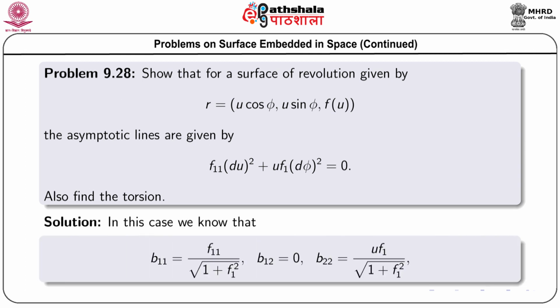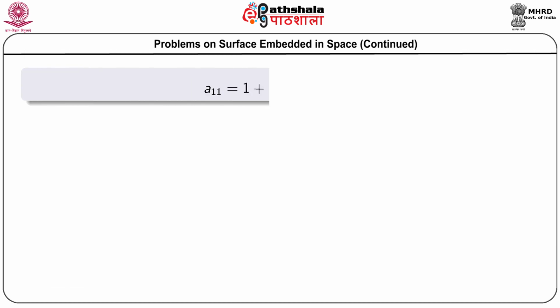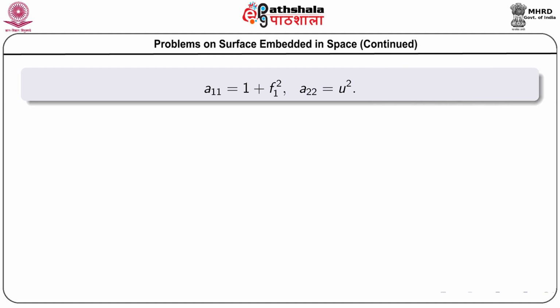Now, in this case we know how to find the coefficients of the second fundamental form, that is b11, b12, b22. We have obtained that b11 is equal to f11 by root over 1 plus f1 square, b12 equals 0, and b22 is u f1 by root over 1 plus f1 square. And we can also find a11 and a22: a11 is 1 plus f1 square and a22 is u square.